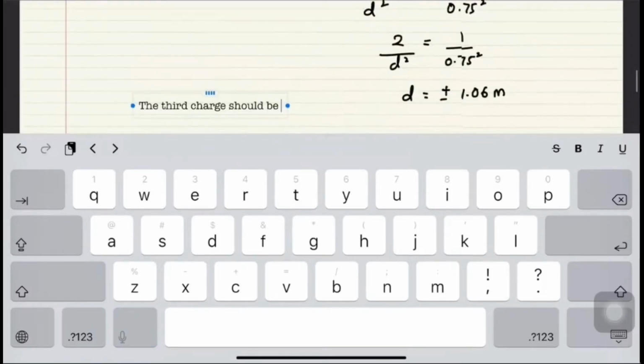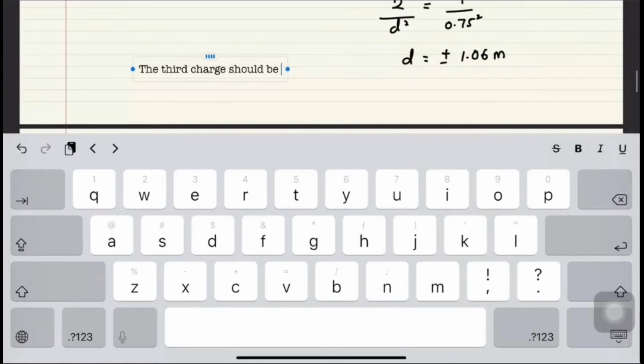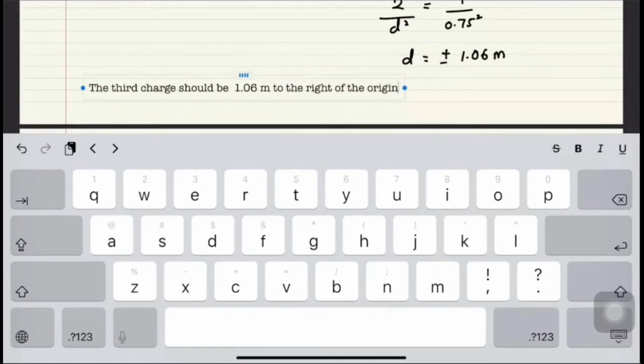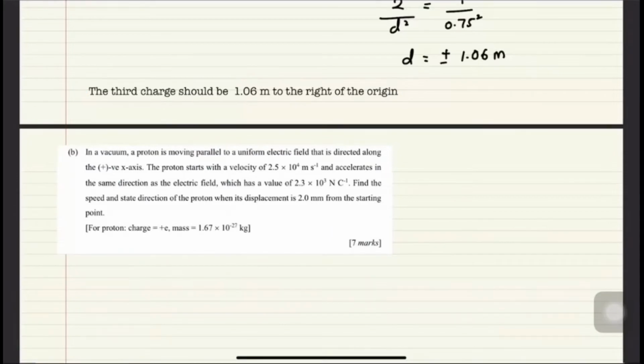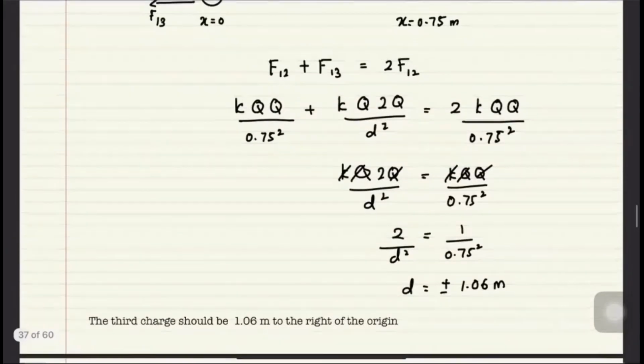Okay. Should be 1.06 meter to the right of the origin. Okay, so biasakan tulis final answer like this. Okay, tulis balik. You just have to write the final answer and then you just ignore kalau ada negatif.